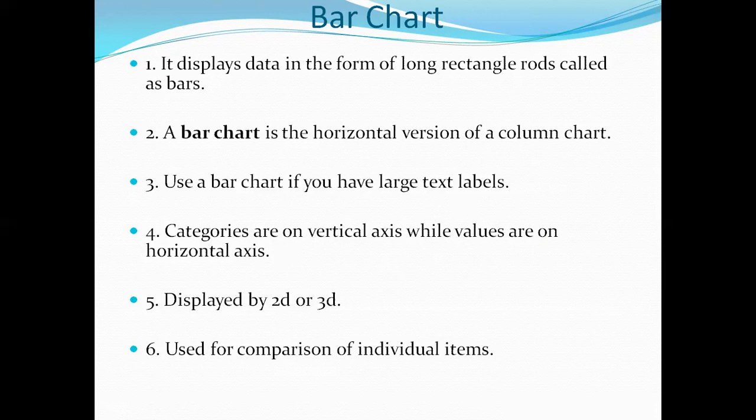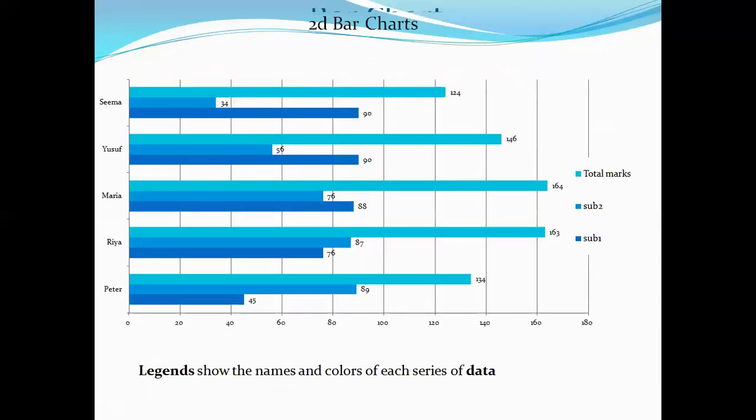So categories are on the vertical axis and values are on the horizontal. It is displayed in 2D and 3D form. While doing practicals, we are going to see this 2D and 3D, and the practicals will be very easy. Even if I instruct you from here, you can do the practicals. They are very simple. So we can have 2D charts as well as 3D charts. And comparison is the important thing for which these bars can be used. Okay, comparative study. So these are 2D bar charts which you can see.